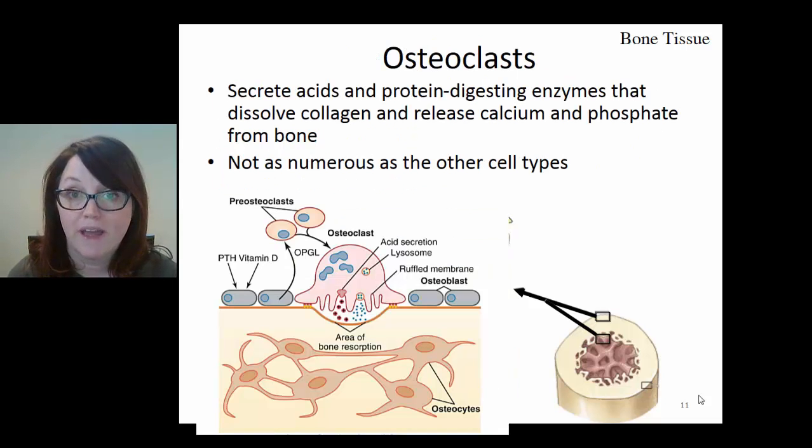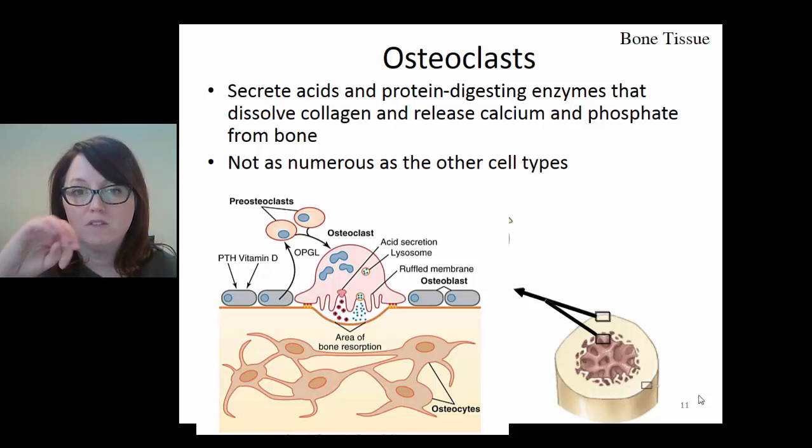Last are the osteoclasts. The osteoclasts are our bone cells that break down bone. Clast means to break down. So these are actually strange cells. They're more closely related to our blood cells than they are to our other bone cells. And they're multinucleated, and they just look really, really weird. And they secrete acids and protein digesting enzymes that dissolve the collagen and release the calcium and phosphate from bone.